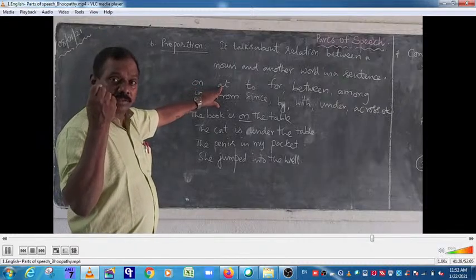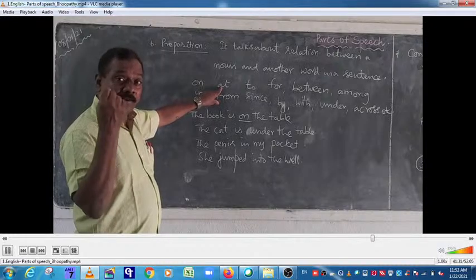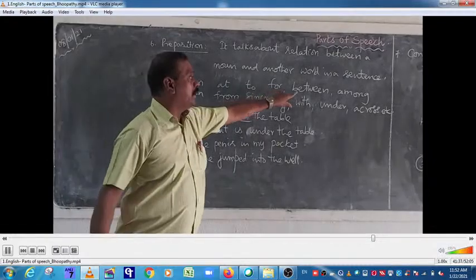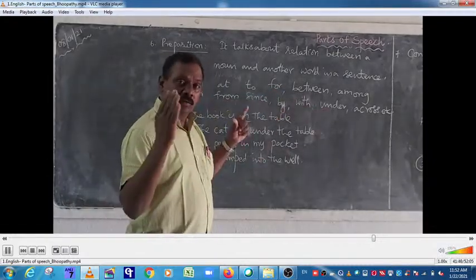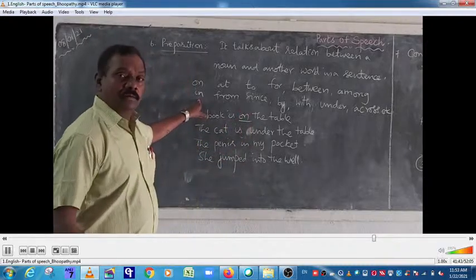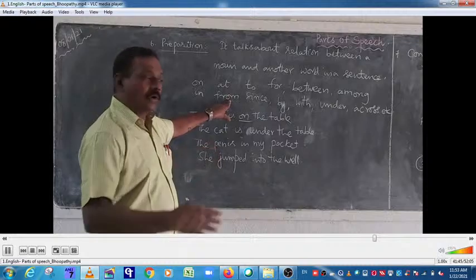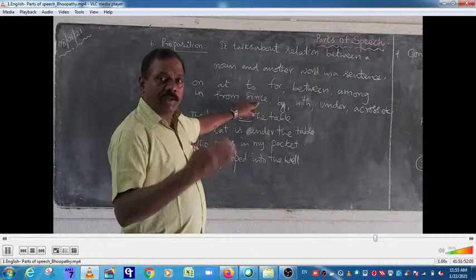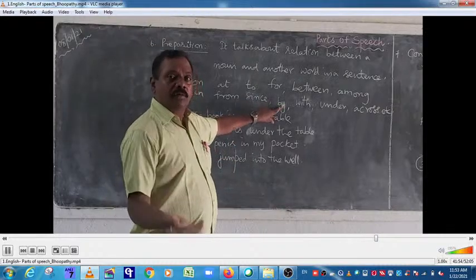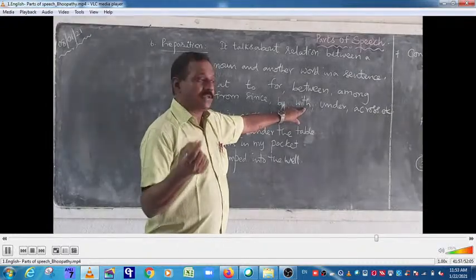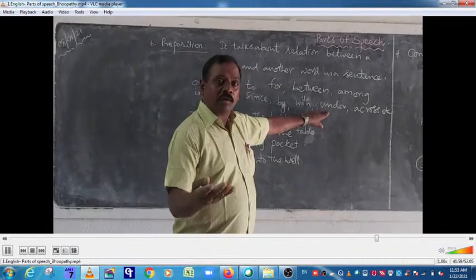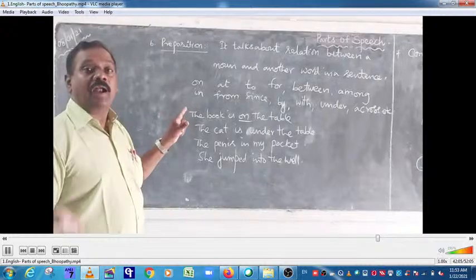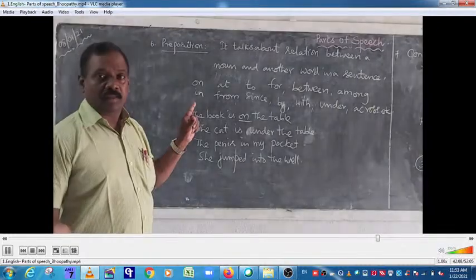At, mainly it talks about the place, exact time, exact rate. To, the destination. For, some kind of reason. Between, the position. Among, more than two. In, it is also place. From, the starting point. Since, it is also to express the time, the starting time. By, something, agent. With what? So under, it is also place. Across, it is also place. So there are many simple prepositions and prepositional phrases.